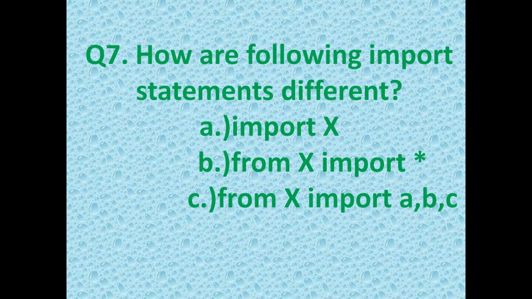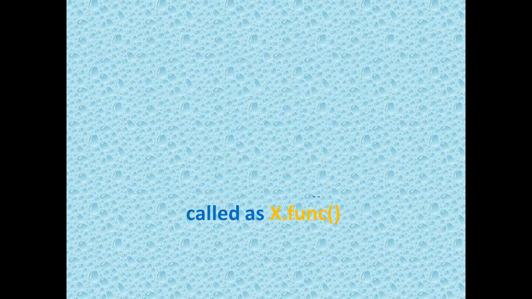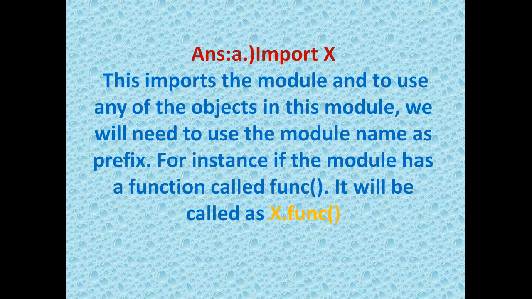This is question 7 from your book: how are the following import statements different? Part A: import X, Part B: from X import star, Part C: from X import A, B, C. The answer of the first, import X: this X is a complete object. It means it imports all the functions from the file X.